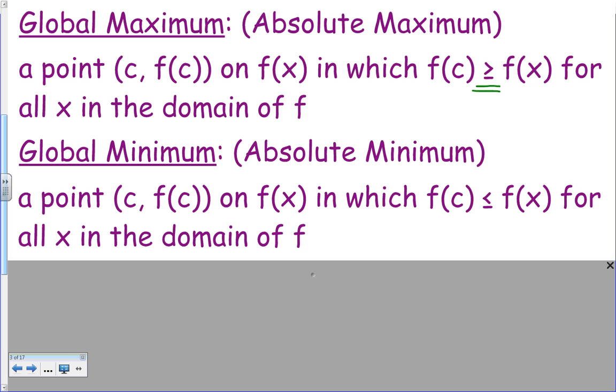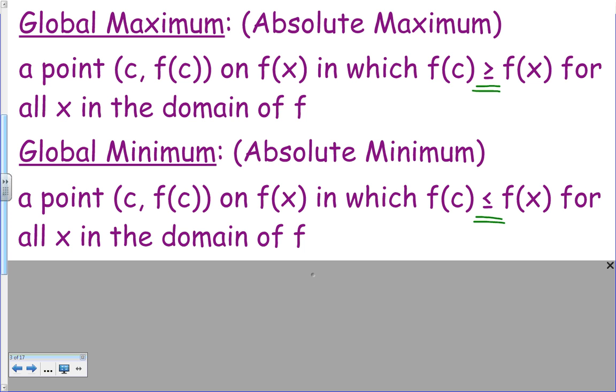Now your global minimum or your absolute minimum is a point c, f of c on f of x, in which f of c is less than or equal to, and again I'm going to underline that for us. That's not just less than, it's less than or equal to f of x for all x in the domain of f. So once again, we have to look at the entire domain of the function and find the lowest point. That is called our global minimum.